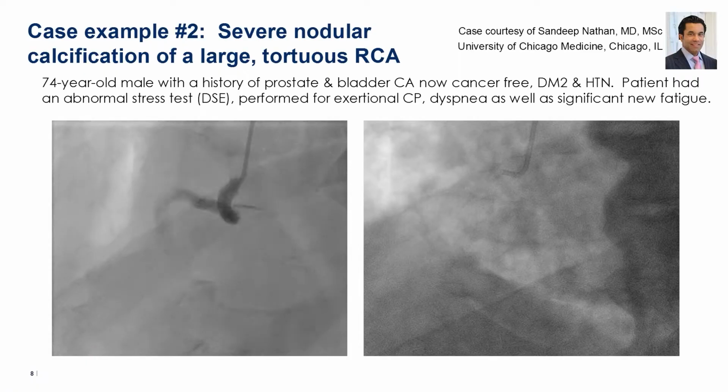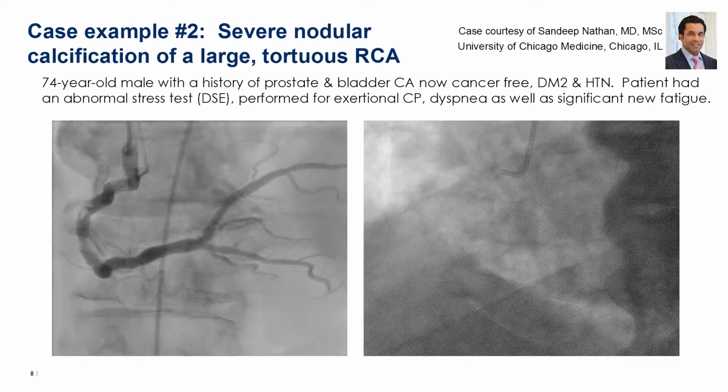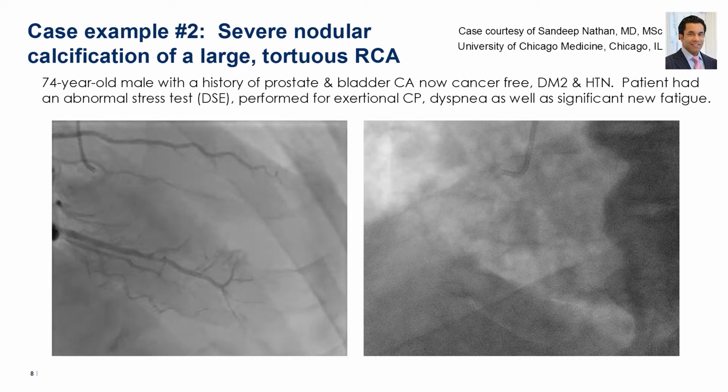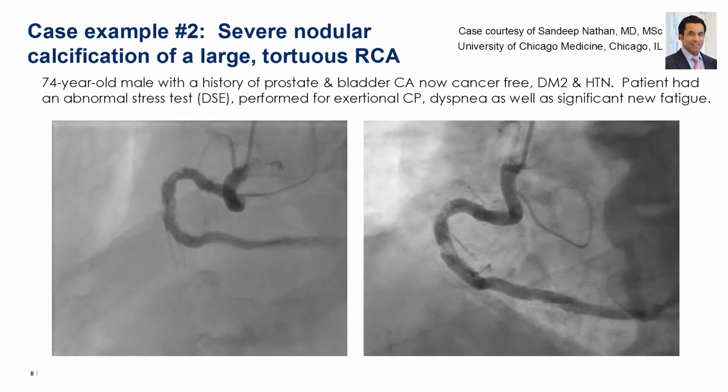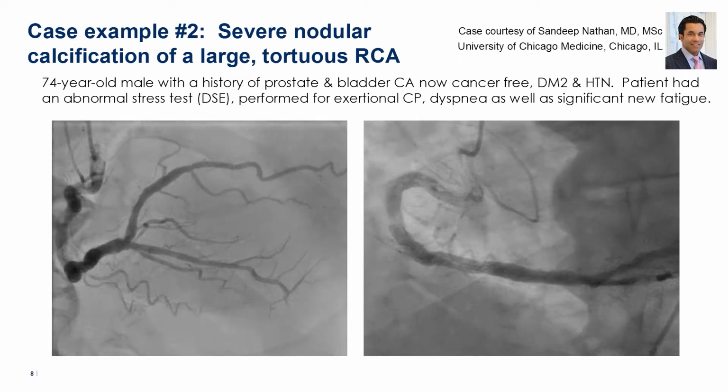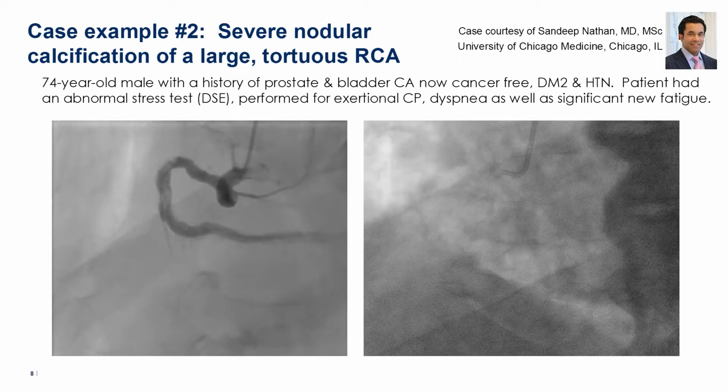The second case I have for you is quite a bit different, and this was a case that was referred to me from an outside cardiologist who identified this very large, tortuous right coronary artery in a 74-year-old gentleman with a history of prostate and bladder CA, abnormal stress test, exertional dyspnea, exertional chest pain, and significant new fatigue.